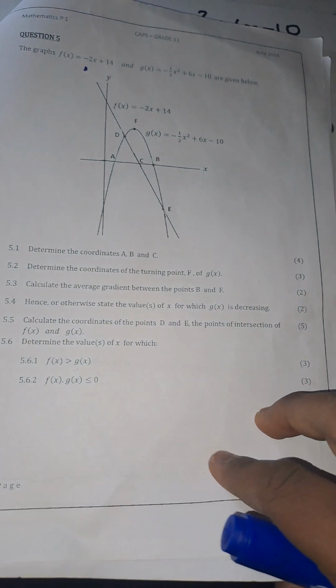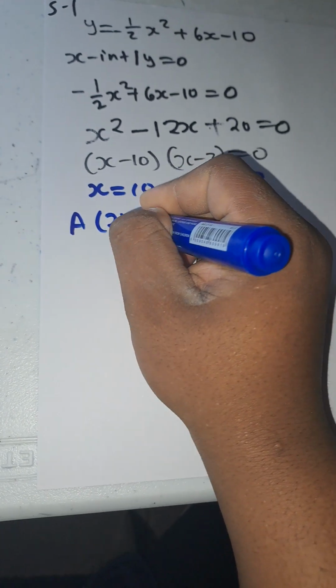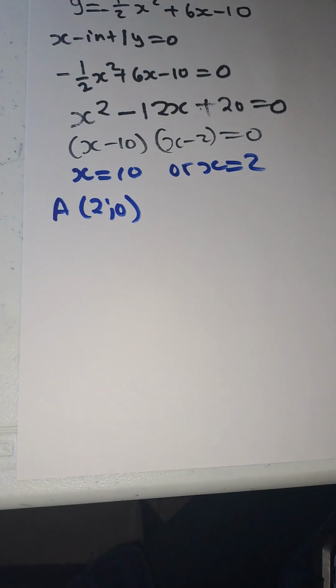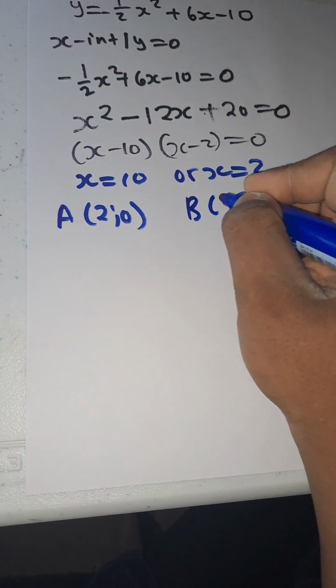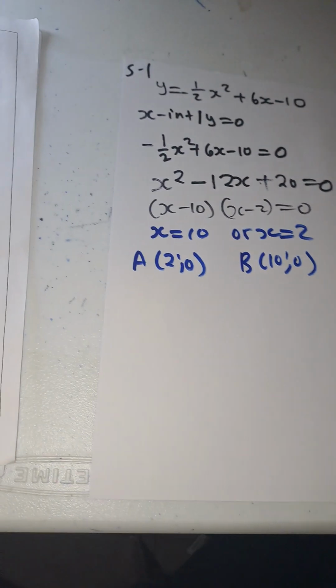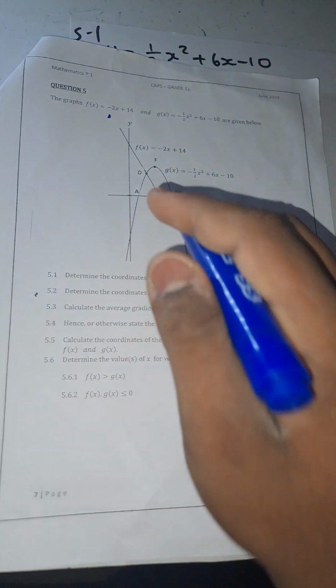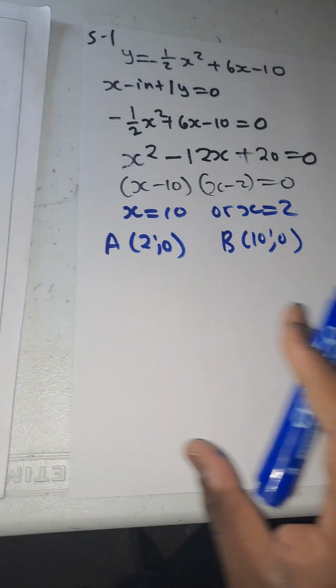And I know already that my y is 0. So which one comes first? It is A. So A is 2 and 0, because A is before B. And then my B is 10 and 0. Now for C, as you can see here, C is the x-intercept of f of x, which is the straight line.